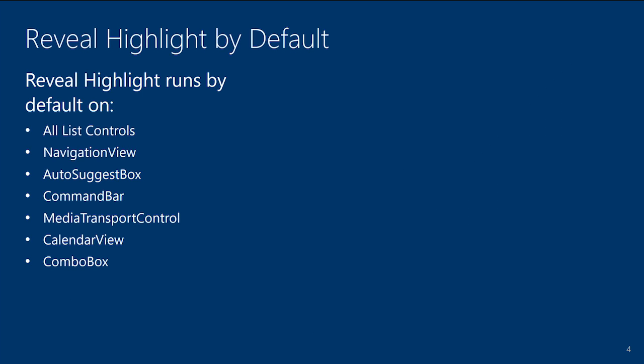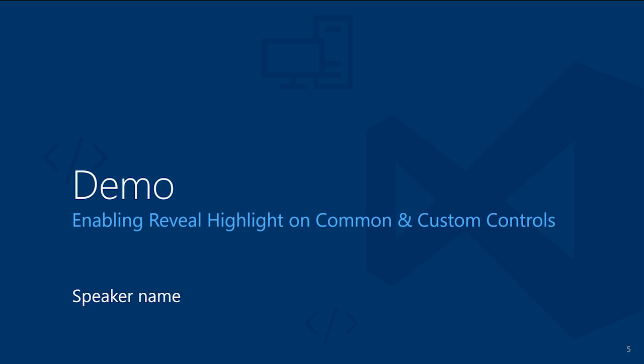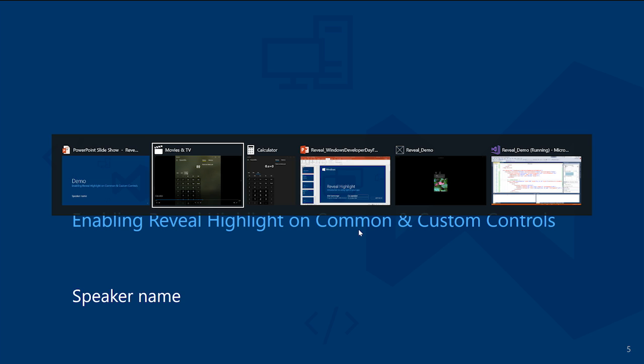So by default, we sort of categorize a lot of our controls into what we consider to be high content density apps or commanding apps, and we enabled reveal by default in those things. And those controls included all of our list controls, our new navigation control, the drop downs for things like auto suggest box and combo box, the media transport control buttons, and calendar view. So now we're going to take a look at how you can enable these on some more special situations where they're not on by default.